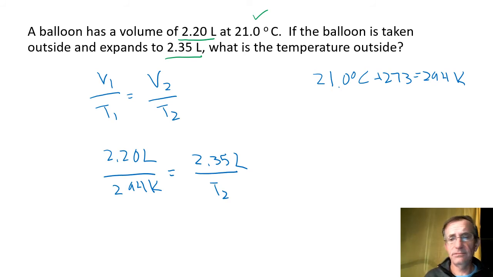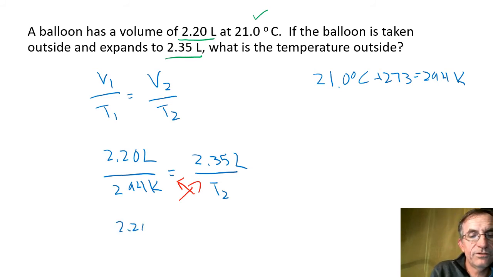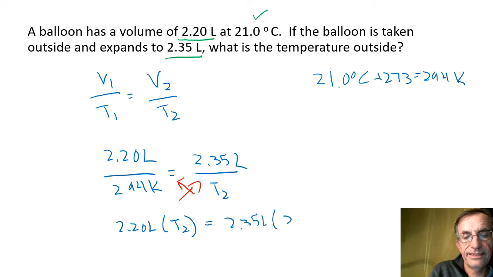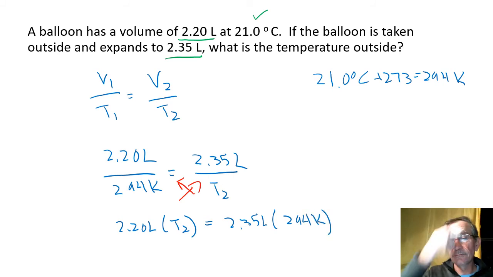Next question. How do you do the math? What's your first step going to be? It should be cross multiplying. And what do you get when you do that? Oh, I'll write it out. You get 2.20 liters times T2 equals 2.35 liters times 294. We cross multiplied. We ain't done yet, are we?